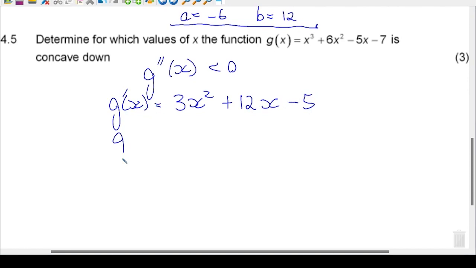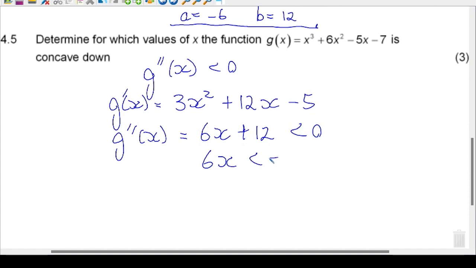The second derivative is going to be 6x plus 12. And we want that to be negative. Now that's a simple linear inequality, so we're going to minus 12 from both sides. 6x less than minus 12. Then we're going to divide both sides by 6, x less than minus 2. And there we have it. Okay.